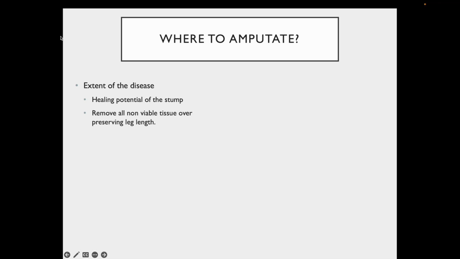In terms of what level to amputate, this really depends on the extent of the disease. From a functional point of view, with regards to energy efficiency, the more length of the limb is preserved, the more function we will get out of the patient as well as the residual limb. However, more critically, we need to consider if the residual limb will heal, as a limb that does not heal cannot be used in a functional way.